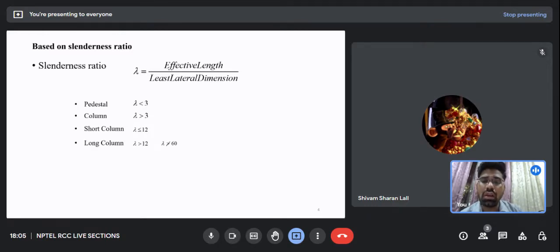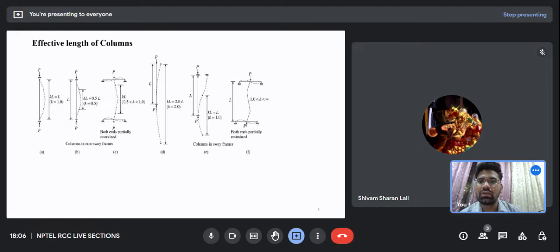About the long column, if we have a column which has a slenderness ratio above 12, the slenderness ratio should not exceed 60, or else it won't be possible to construct it. It will have a lot of bulging, because of which the column won't be able to sustain the load. So a long column would be a column which has a slenderness ratio from 12 limited to 60.